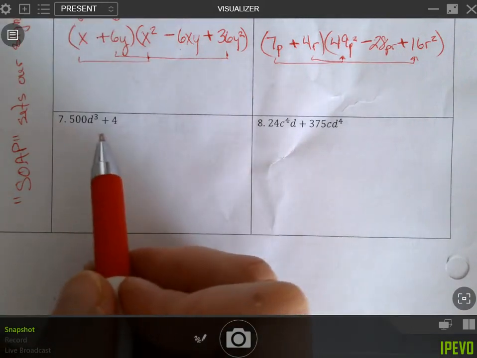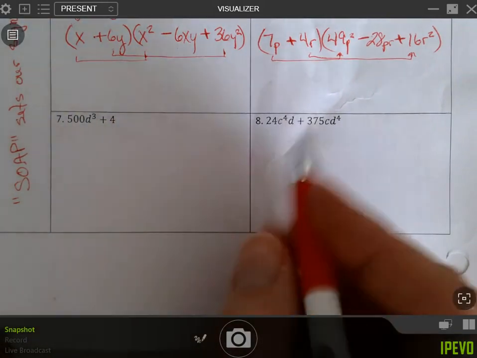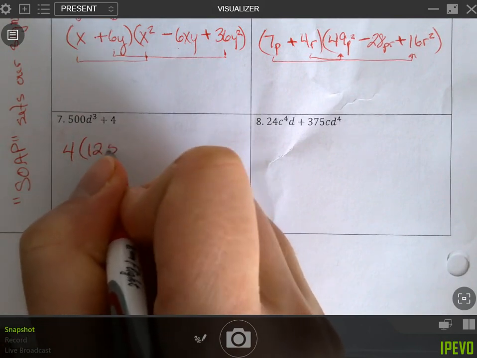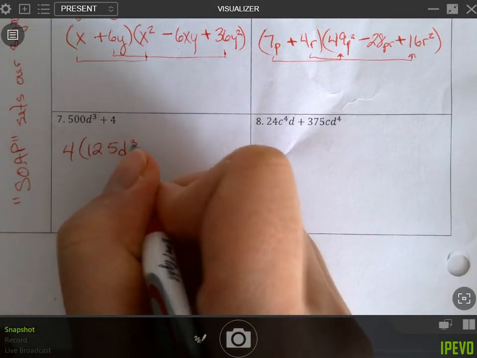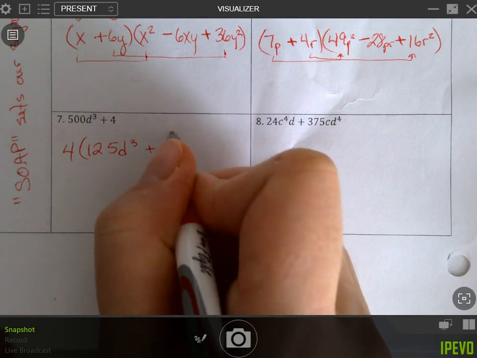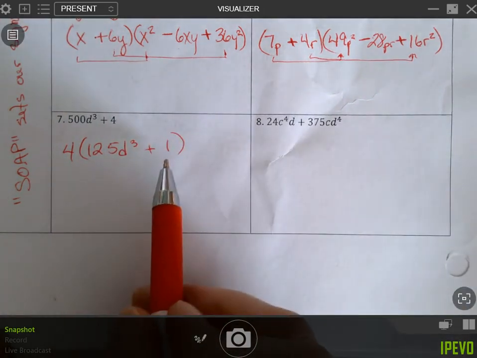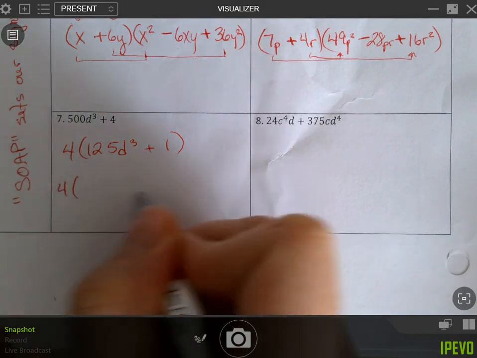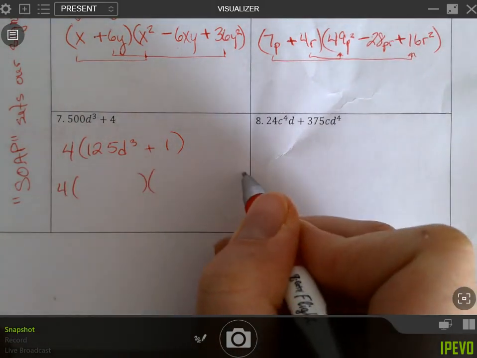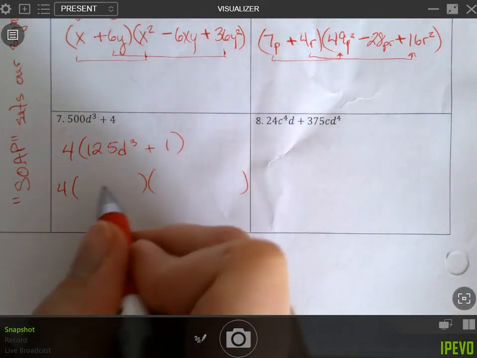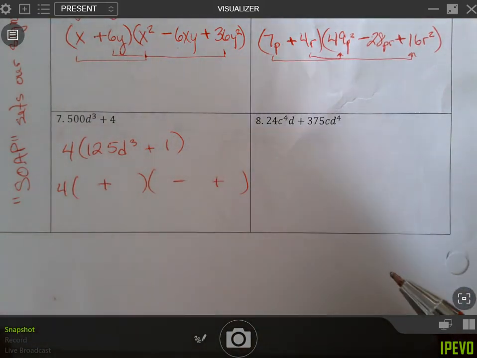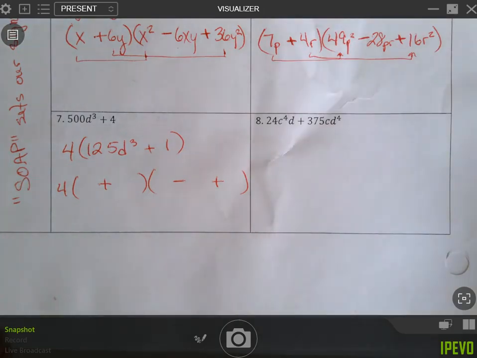So looking at that 4, can I take 4 out of both of them? What is it? 125. All right, 125 with d to the third plus what? 1. Okay, 1 is a cubic number, guys. 1 times 1 times 1. So go ahead, take a quick second. Always a binomial times a trinomial. Same sign, opposite, always positive. I don't think I left myself enough room.